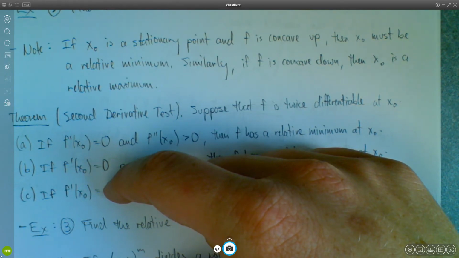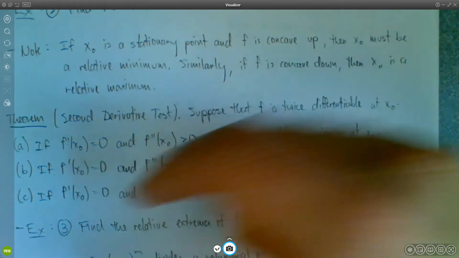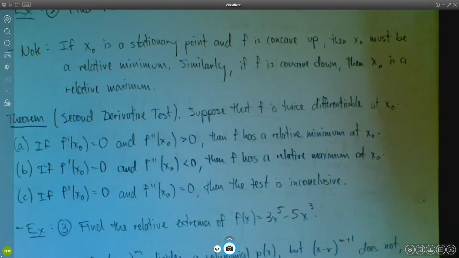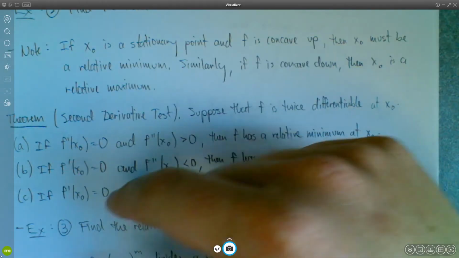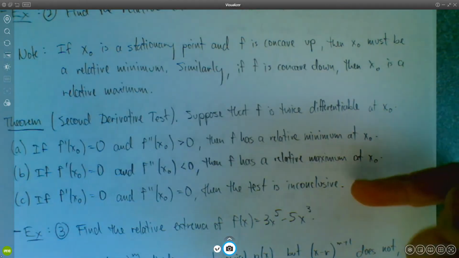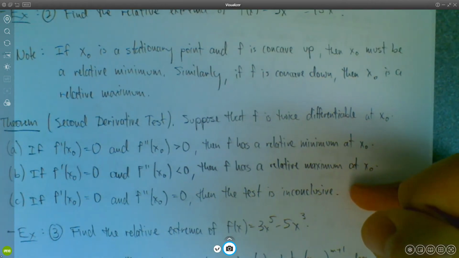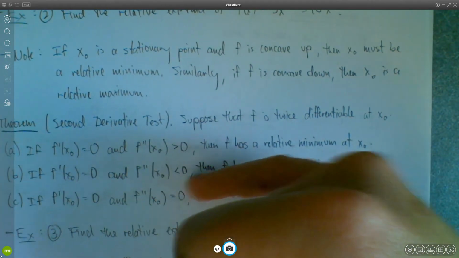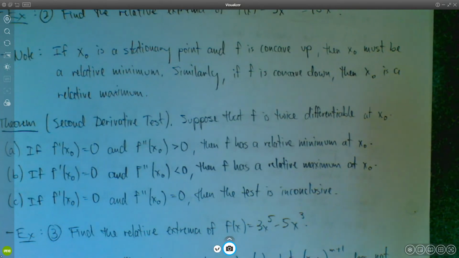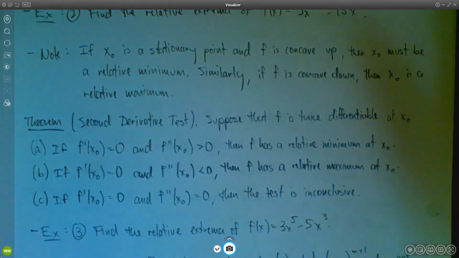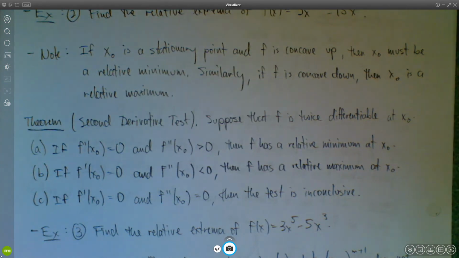In particular, it doesn't work for critical points that are places where the derivative ceases to exist, right? So that's one thing that the second derivative test doesn't handle. And then the other caveat is this part C right here, that if the second derivative equals 0, then the test is actually inconclusive, and so then you have to go back and use the first derivative test instead. So the first derivative test will work regardless, okay? The second derivative test has a couple of caveats, but it is a nice tool.